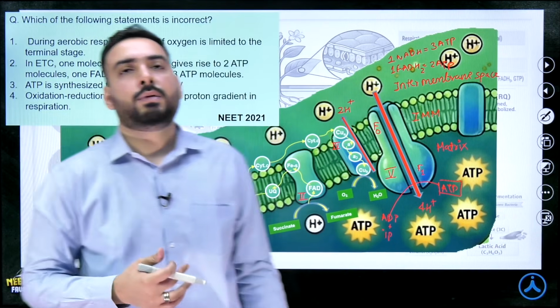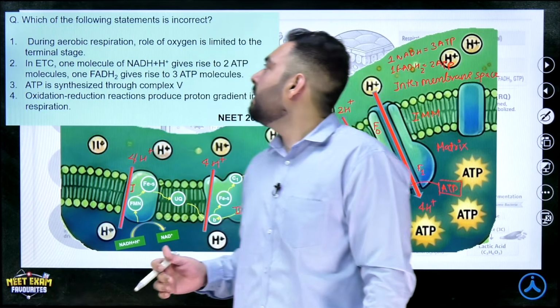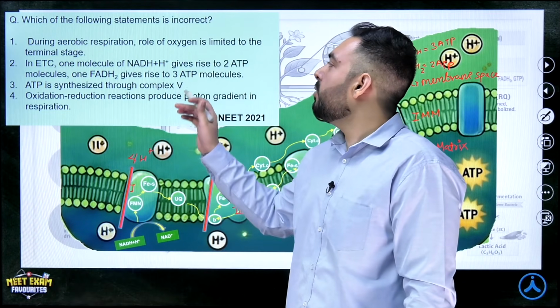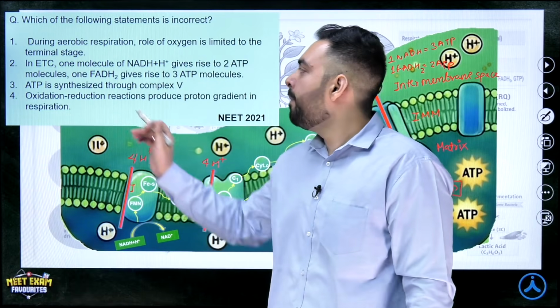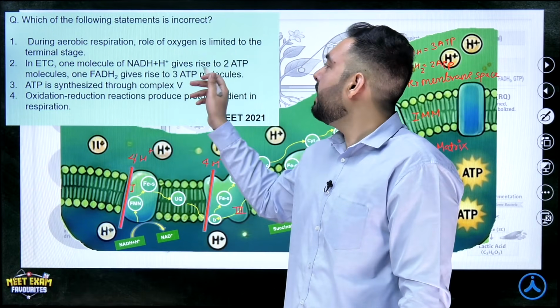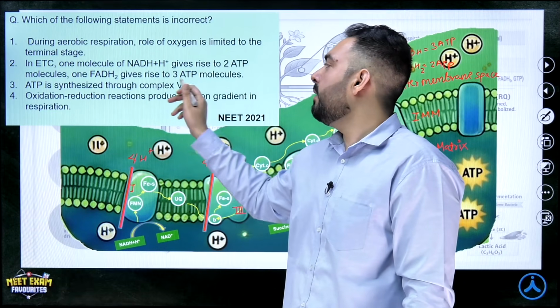Coming to the MCQ, which of the following statements is incorrect? During aerobic respiration, the role of oxygen is limited to the terminal stage. We have seen that it is in the end. In ETC, 1 molecule of NADH gives rise to 2 ATP molecules, and 1 FADH2 gives rise to 3 ATP molecules.